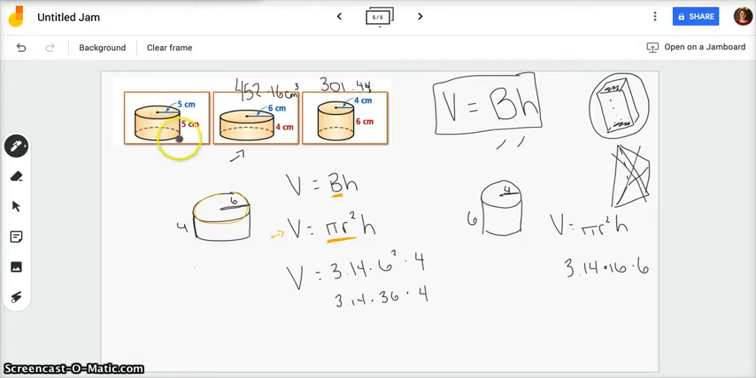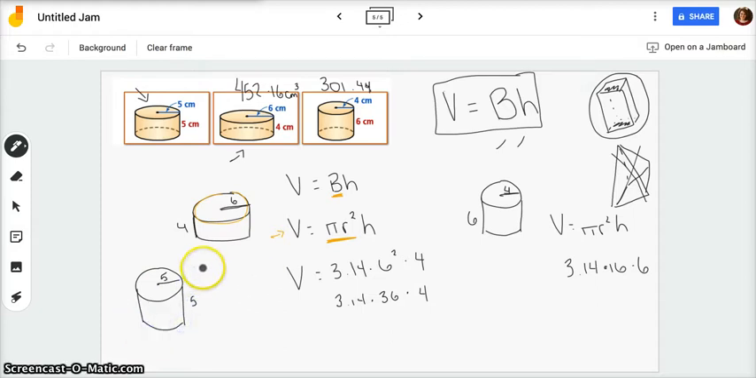See if you can figure out the volume of this cylinder. Pause the video now. Hopefully you had some time to take your best shot at that. So here we have the radius of 5 and the height of 5. And we need to solve.